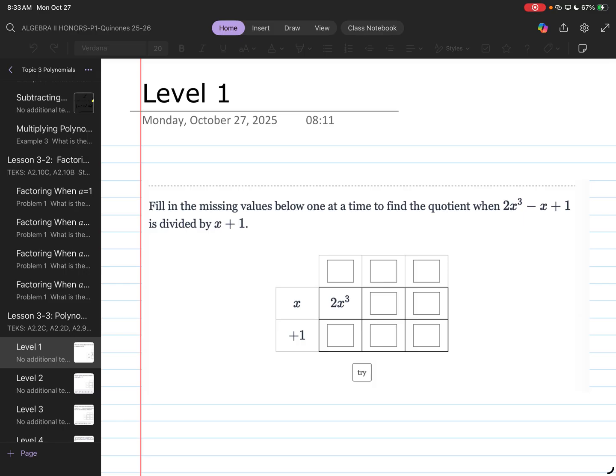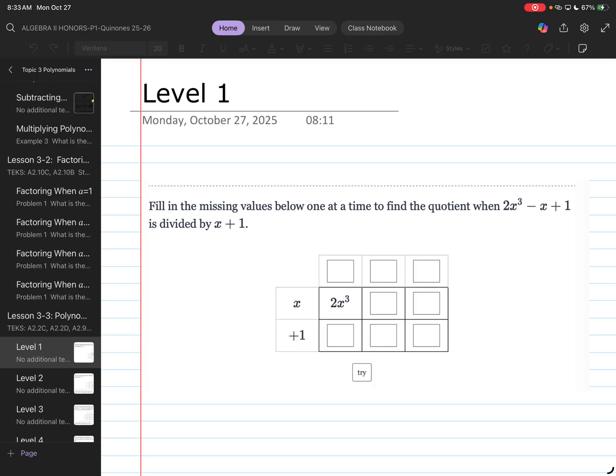I also want to point out that there technically is a shortcut to division. We're going to learn about that next class. It's called synthetic division, which can be done in probably less than 10 seconds. But you might end up with questions like this, and you have to know how to tackle them.